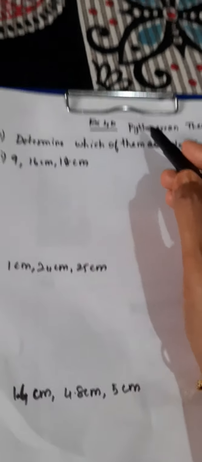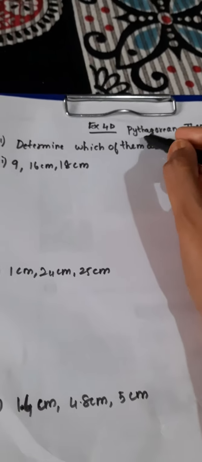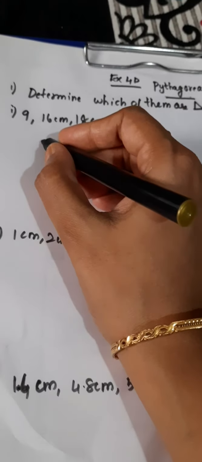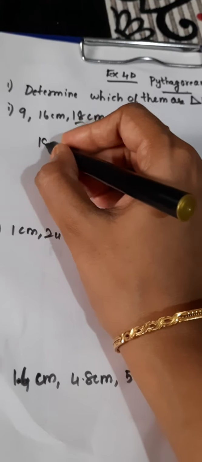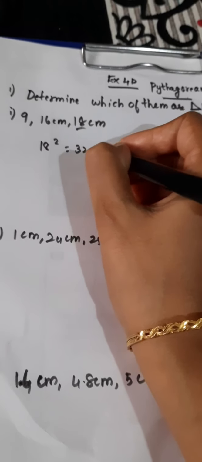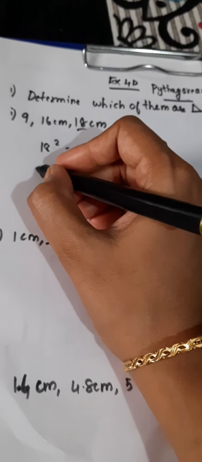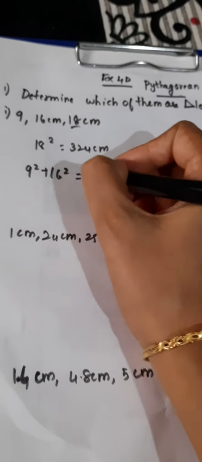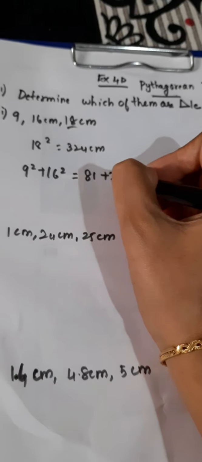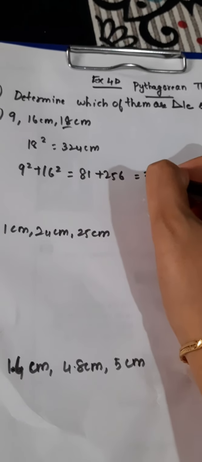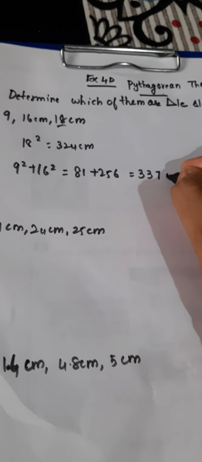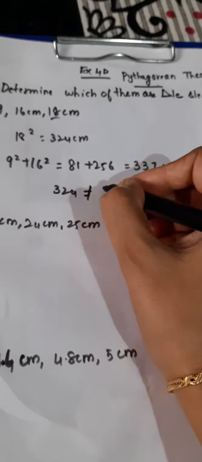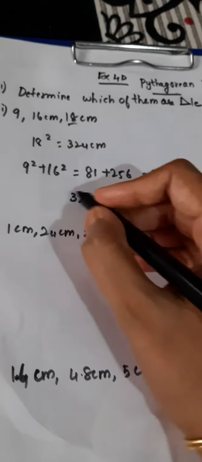For the first question, if you see 9, 16 and 18, the longest side is 18. So first we'll take 18 square, that is 324 centimeter square, and then we take the squares of the other two sides and sum them up to see whether it is the same as the longest side's square. So 81 plus 256 is 337. Definitely both are not the same, so this is not a right angle triangle.